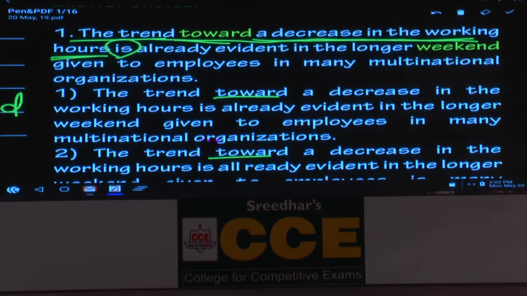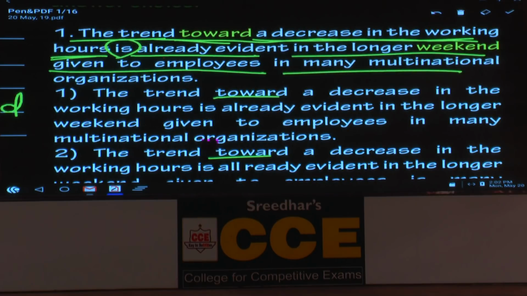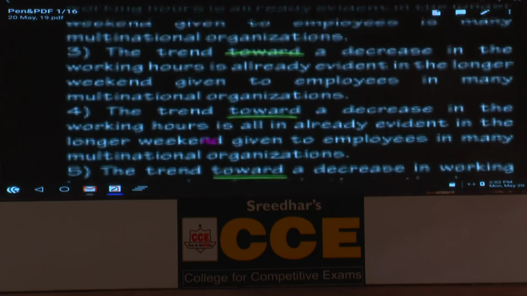And what is the verb here? Is. So in the first part, whatever words you see in the position of a subject, the trend toward or towards a decrease in the working hours, do you find any error? Is any error? No. Already evident, any error? Already evident where? Ask the question where? In the longer weekend given to employees, do you find any error? In many, where again where? In many multinational organizations. So there is no error as such. So what is the answer based on that? The first option is the answer.